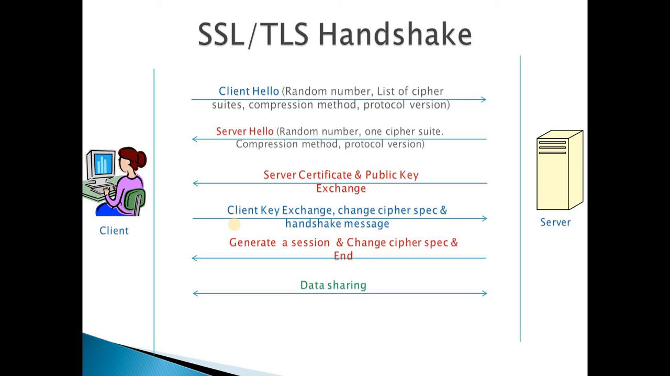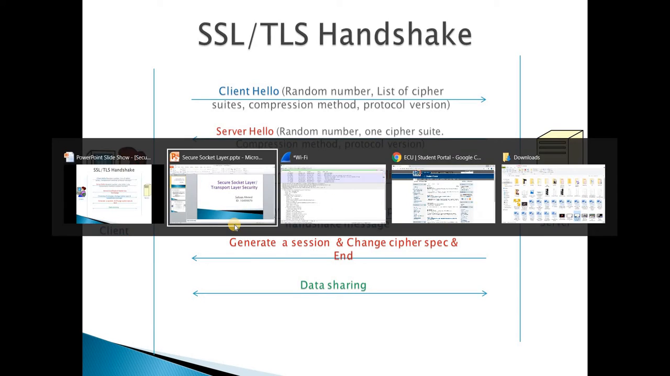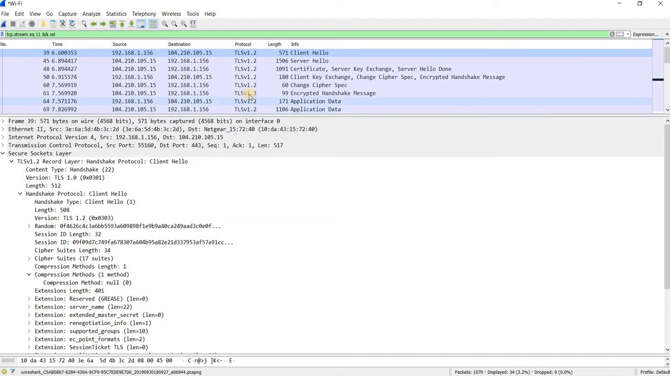In the next slide, we'll discuss the handshake process. On the left side is the client and the server is on the right. At first, the client will send a hello message to the server. Before going to the detail, let's see Wireshark first.